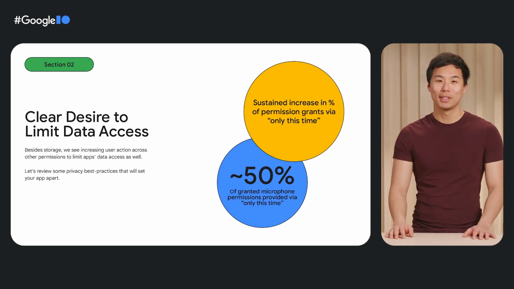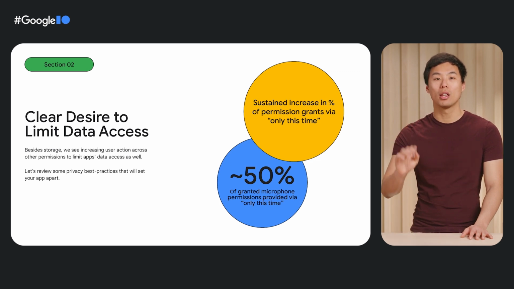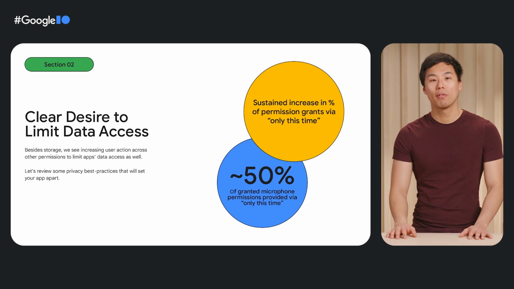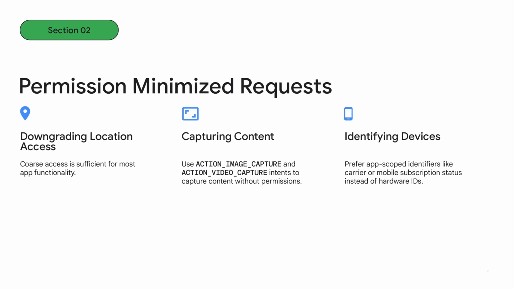In addition to storage improvements, we have seen users take advantage of Android's increasing focus on protecting user data across other permissions as well. For example, we've seen a sustained increase in users granting permissions, only this time across all 3 eligible permissions: location, camera, and microphone. For microphone in particular, almost half of all granted permissions were provided through only this time access. With such a clear desire from users to limit data access by apps, let's review some privacy best practices that will set your app apart. Consider downgrading location access, as coarse access is sufficient for most functionality, such as suggesting nearby events.